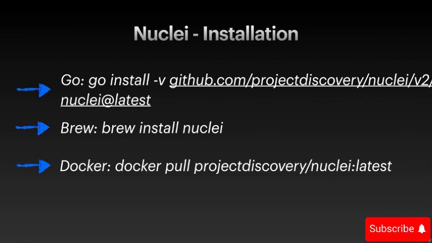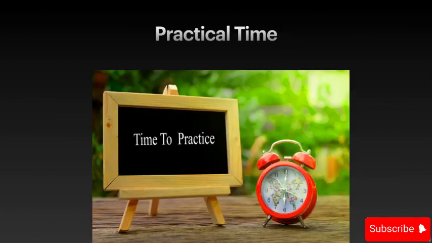So let us first see how you can install nuclei into your system. The easiest way is installing it using Go. As you can see, the command is written in front of you on the screen. The second way is installing nuclei using Brew for Mac OS based systems. The third is installing nuclei into a Docker. So it's a practical time and let's quickly see how you can set up nuclei into your system.